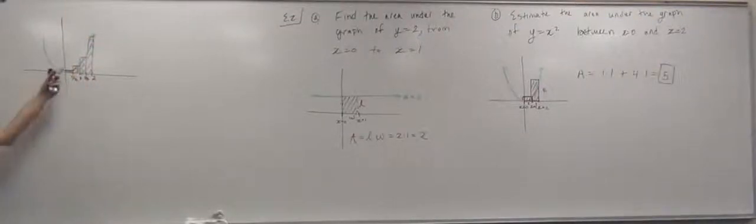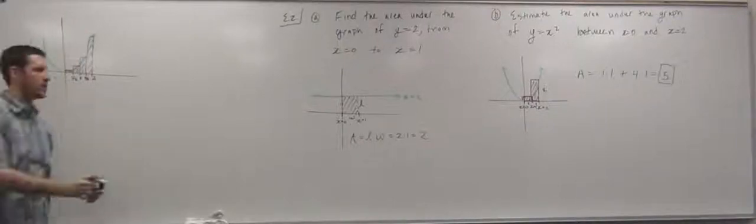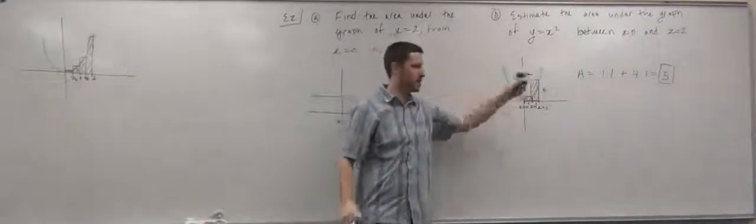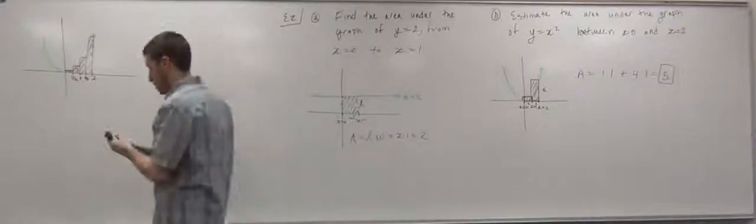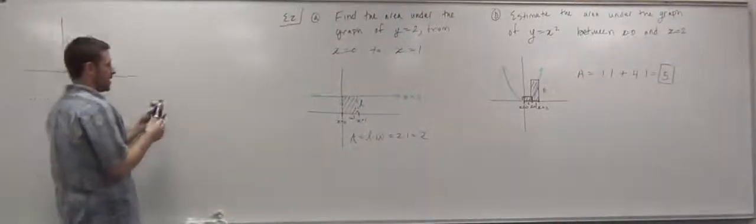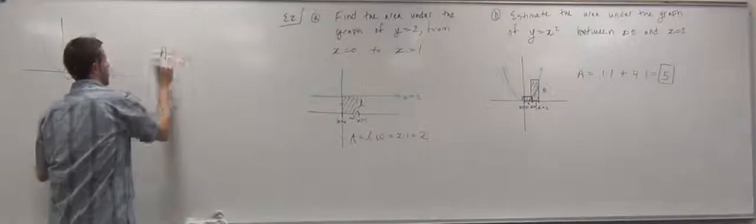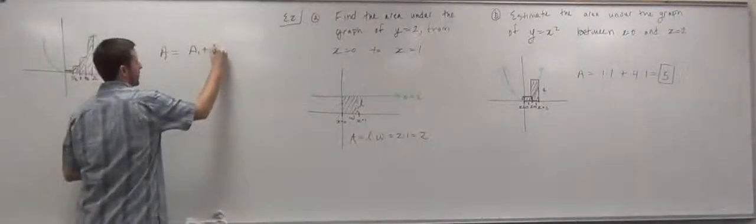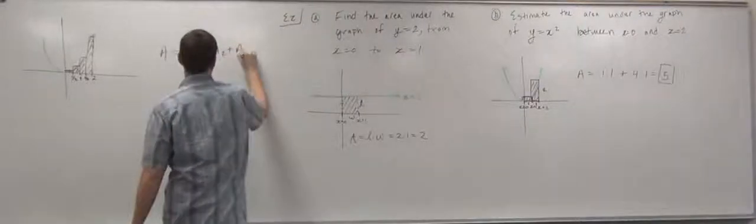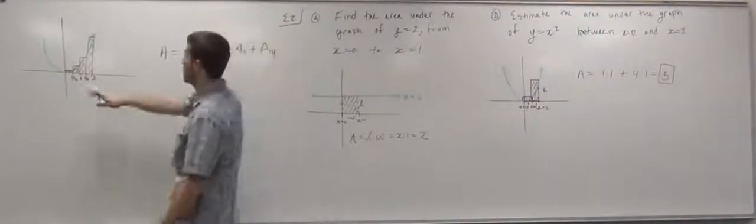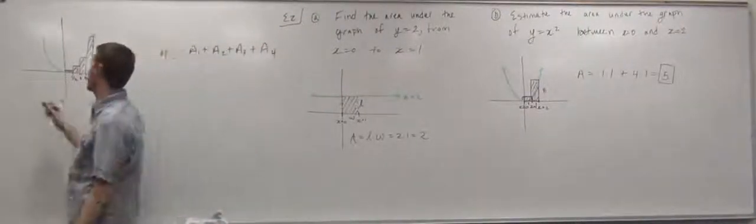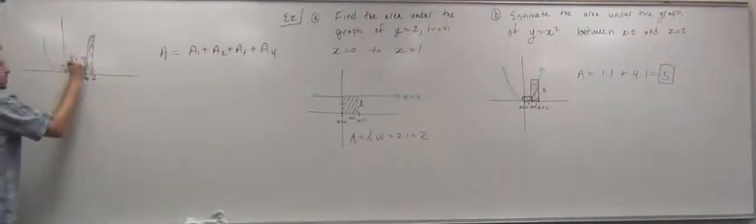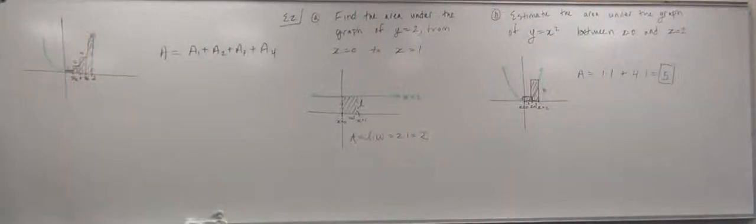So it's a little bit better estimate because I've cut off how much I'm overestimating by, right? There's not quite as much on top of the graph as there was here. So my estimate for area would be the sum of my 4 rectangles, right? I need to do area 1 plus area 2 plus area 3 plus area 4. And do each one of these individually. 4 rectangles.